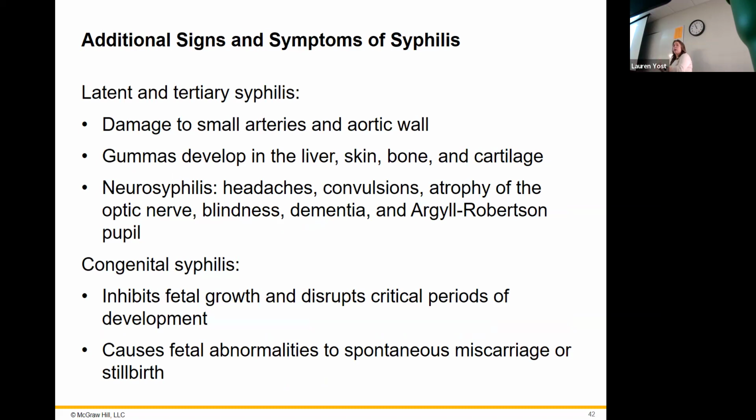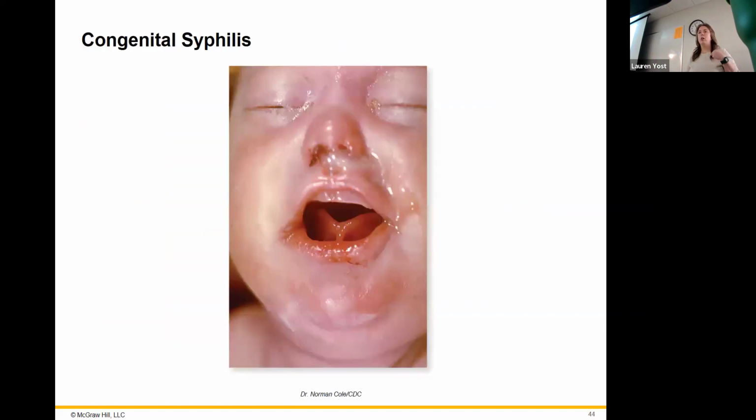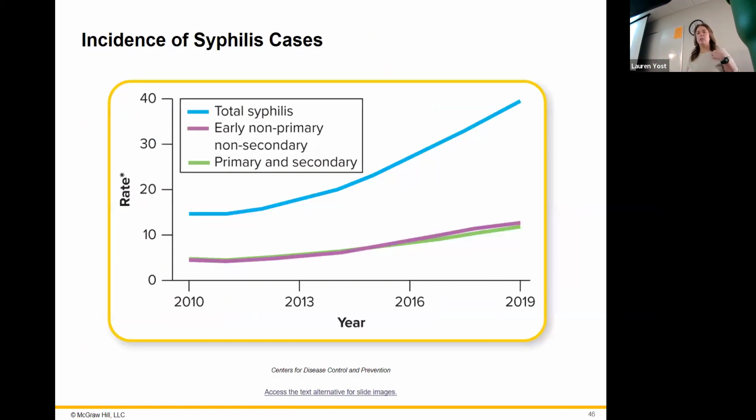And then the third level of syphilis, the tertiary, is where we get those gummas as well as neurosyphilis, where we were talking about the pupils that don't constrict anymore. Blindness, of course, can result from that. And then dementia. We did talk about the babies with congenital syphilis, and the disfiguring. All right, we talked about that.